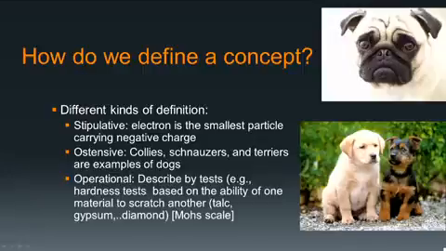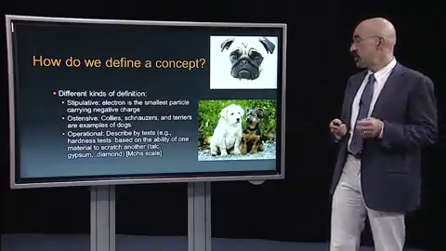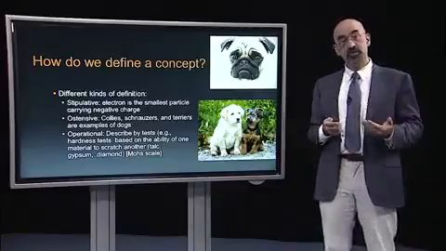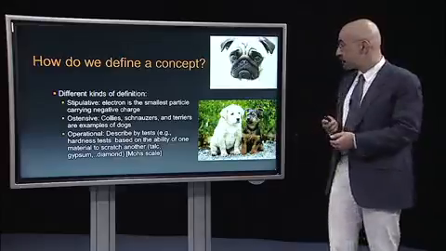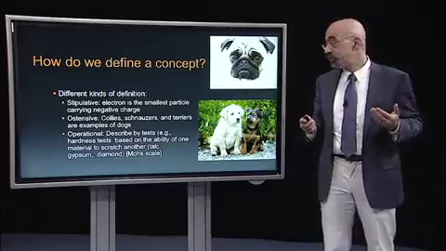When we have a definition, we can describe the definition itself in different ways. We could have a stipulative definition. An electron is the smallest particle that carries a negative charge. That tells us the key properties of the electron that make it what it is. We can have an extensive definition, and we can define dogs by saying, a collie's a dog, and a schnauzer's a dog, and a terrier's a dog. And dogs are a great thing to define because it gives me an opportunity to put on my slide cute dog pictures. And that's a definition where I could list things that are in that group.